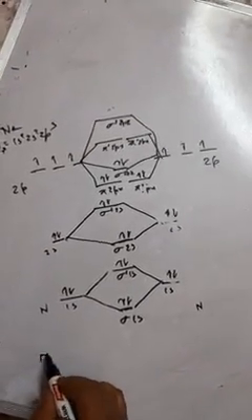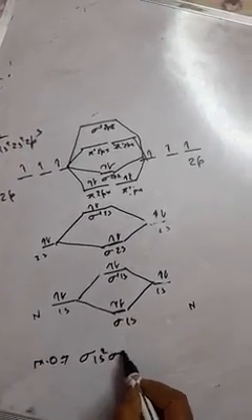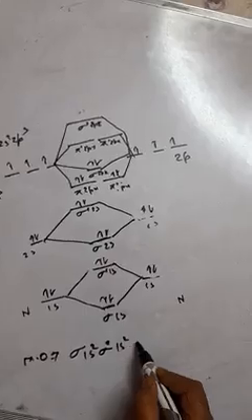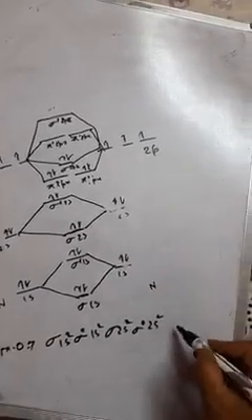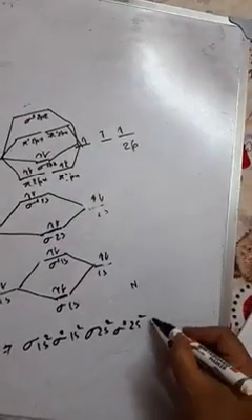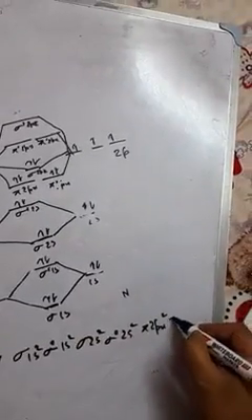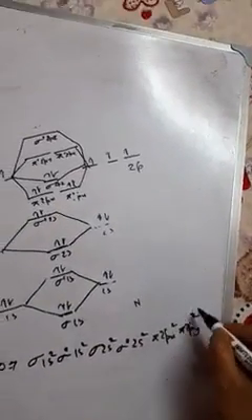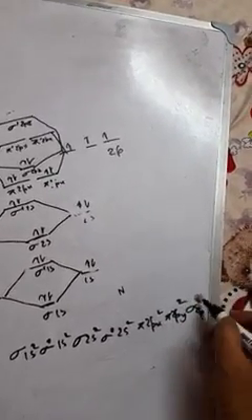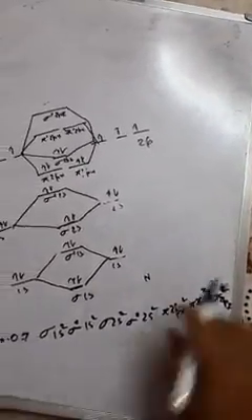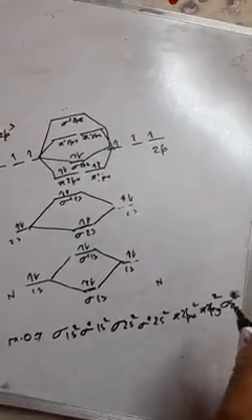So the molecular orbital configuration will be like this: sigma 1s2, sigma star 1s2, sigma 2s2, sigma star 2s2, then pi 2px2, pi 2py2, and then sigma 2pz2. So this is the overall electronic molecular orbital configuration.